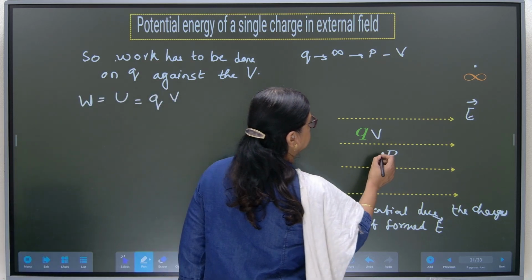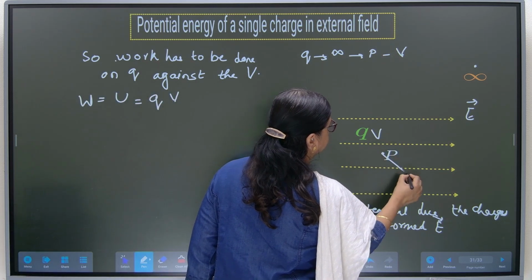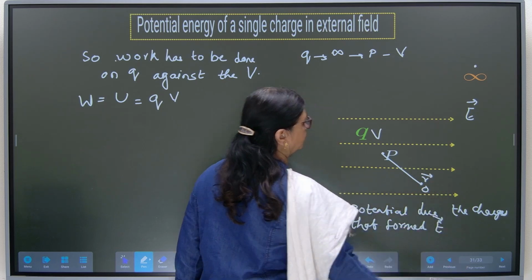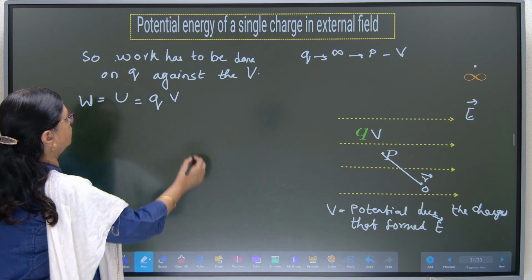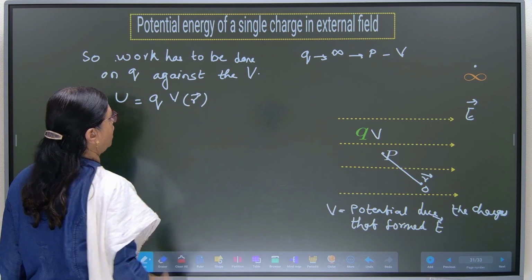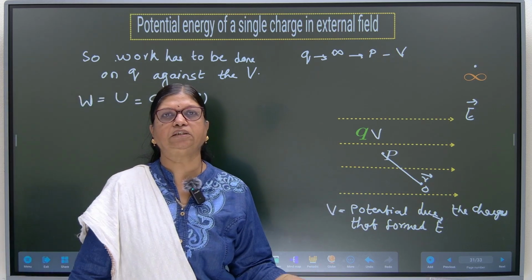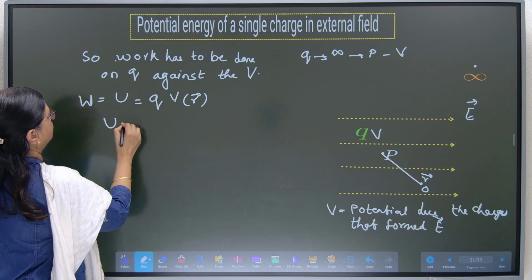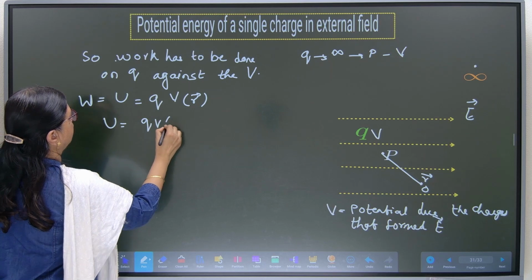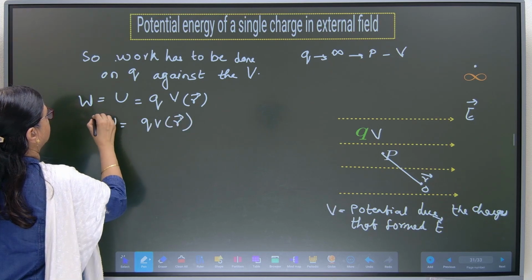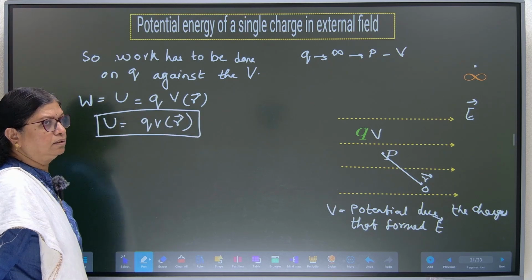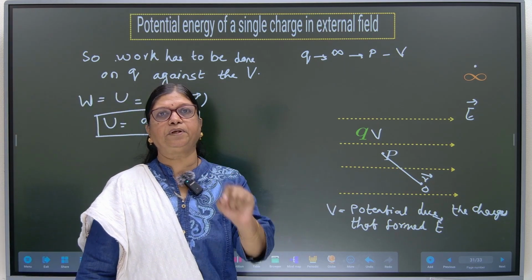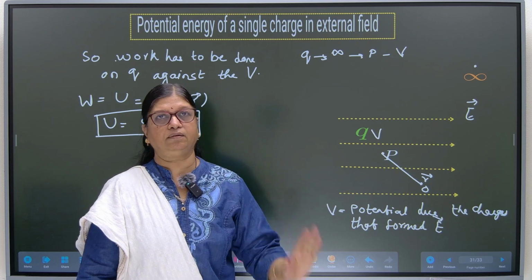What is the position vector of this point P or the charge Q? R, from some origin O. So I can write it as a function of R. As we know, potential changes with R. Fine. So this U is equal to QV(R) is the potential energy of a single charge in the presence of external field E.